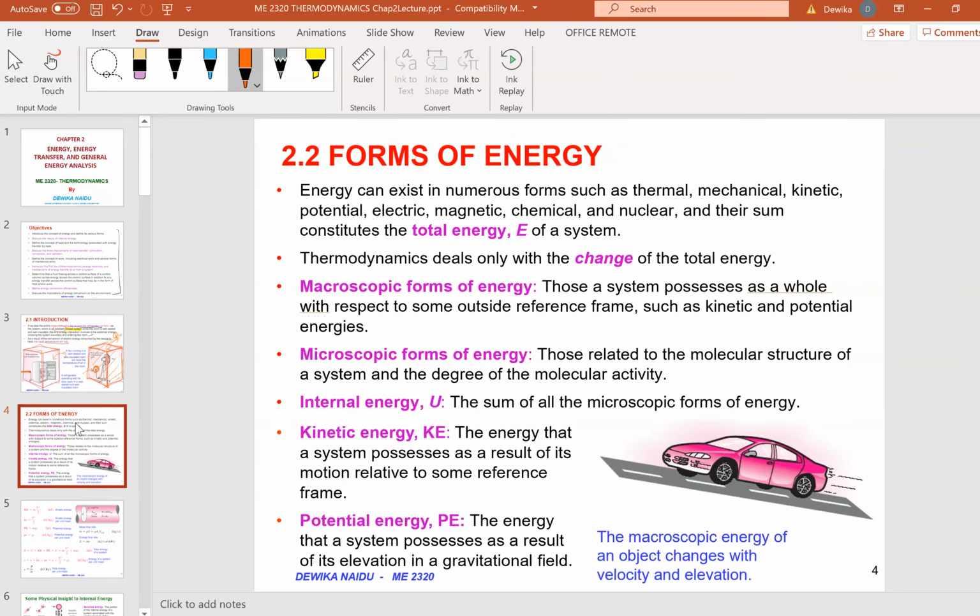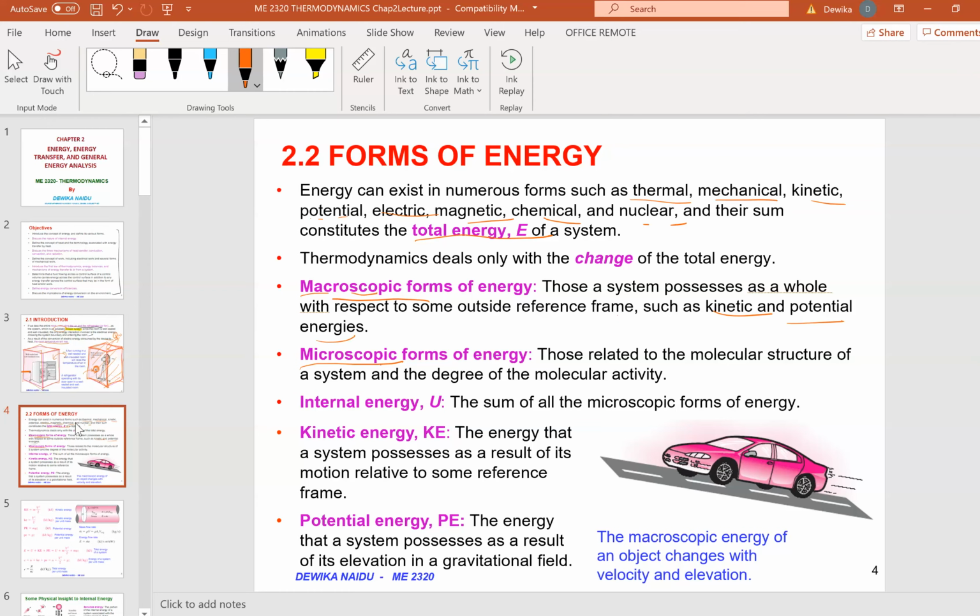This is chapter 2.2. So energy can exist in numerous forms: thermal, mechanical, kinetic, potential, electrical, magnetic, chemical, nuclear, and the sum constitutes the total energy, which is E. So for the forms of energy, there's macroscopic form and microscopic form. What is macroscopic? Macroscopic is possessed by a system as a whole with respect to something outside the reference frame. Examples are the kinetic and the potential energies.